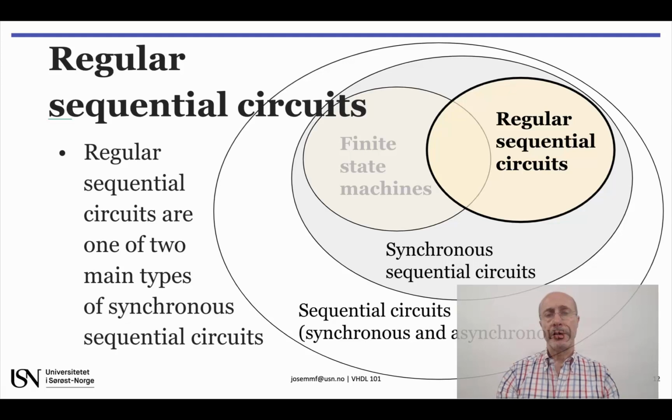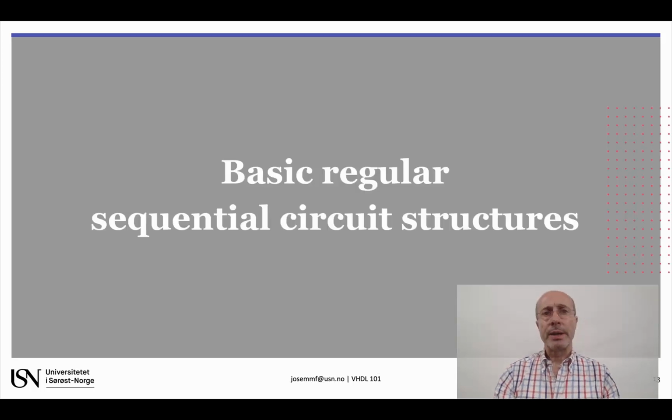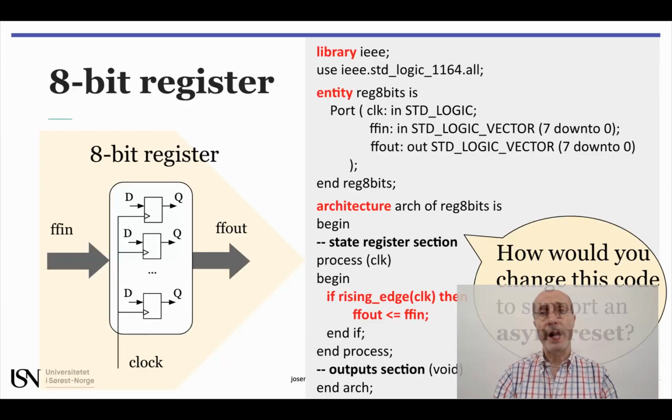We will still consider another type of synchronous sequential circuits in the next module called finite state machines. For now, let's look at three representative types of regular sequential circuit structures. The first type is the simple state register, which is the type of block used to hold state information in the block diagram that was presented earlier.